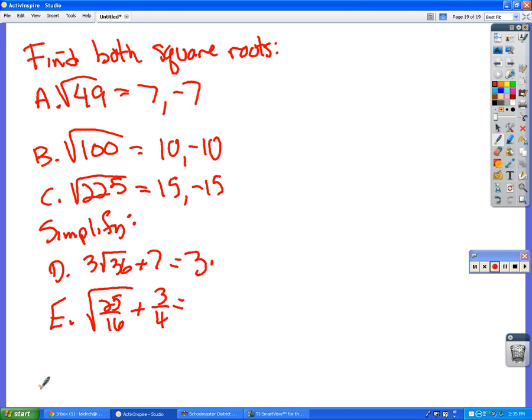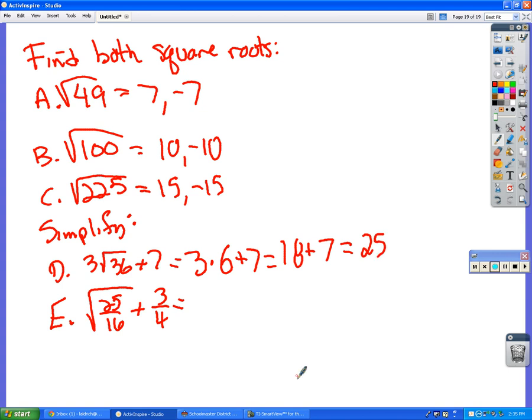Without a calculator, the square root of 36 is 6. And then 3 times 6 is 18, plus 7 equals 25. You don't need to do that, okay? I know you get it, but that doesn't mean everybody does. So you have to just relax and let other people think this through. So that 18 plus 7 comes out to be 25.